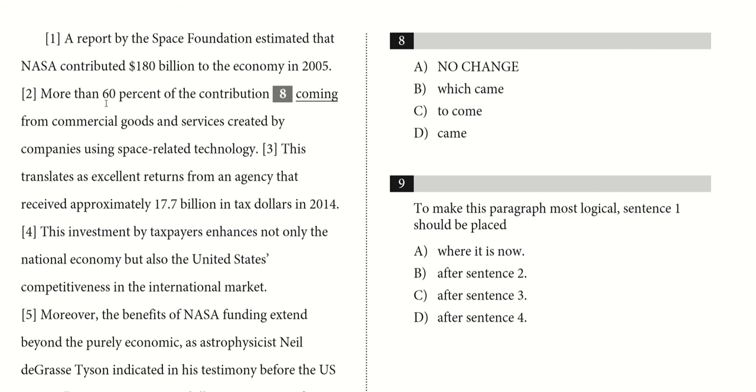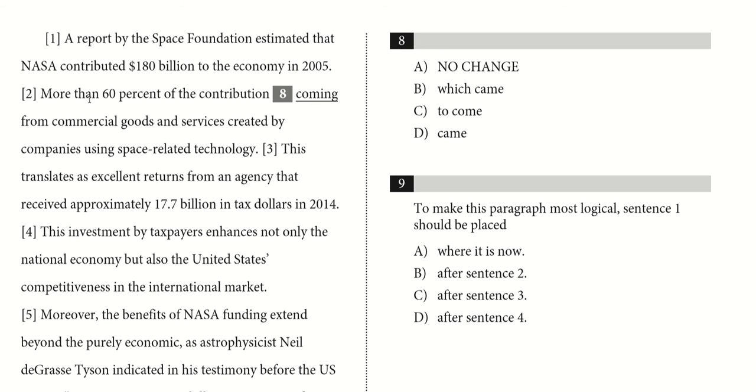noun. So more than 60% of the contribution. Which contribution? The contribution coming from commercial goods and services and so on. And the problem in that case is that this becomes a fragment, an incomplete sentence. Why? Because if this is your main subject, and this is a qualification of it, then basically all you have here is a subject and there's no verb.